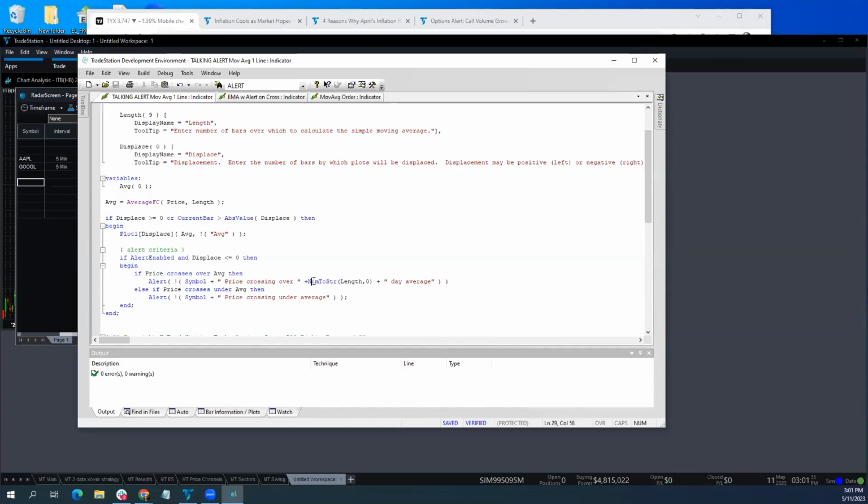Because otherwise, say I take this out just to show you, and I just try and do length. Look what's going to happen. It's going to say string expression expected here. If you don't know, in the coding language, a string is a text, it's not a number. So it's a different kind of variable, and you need that little function to turn it back into a string that can be read.